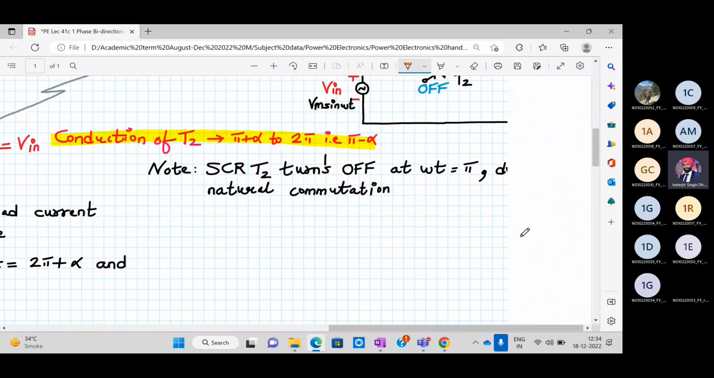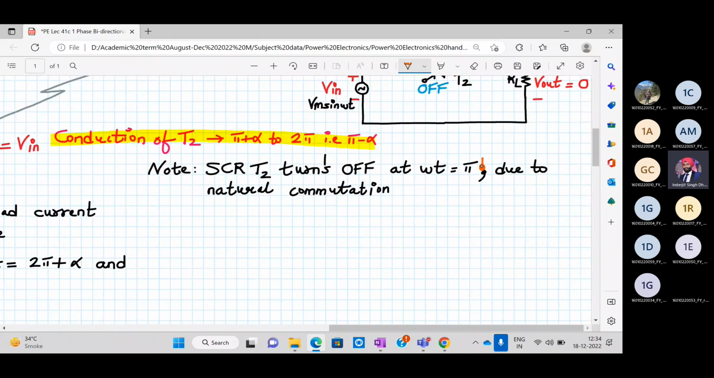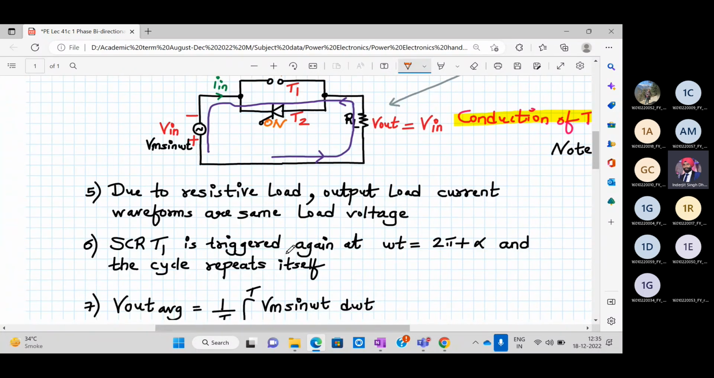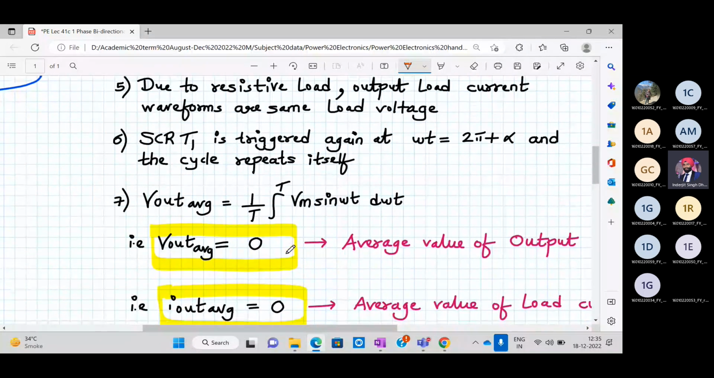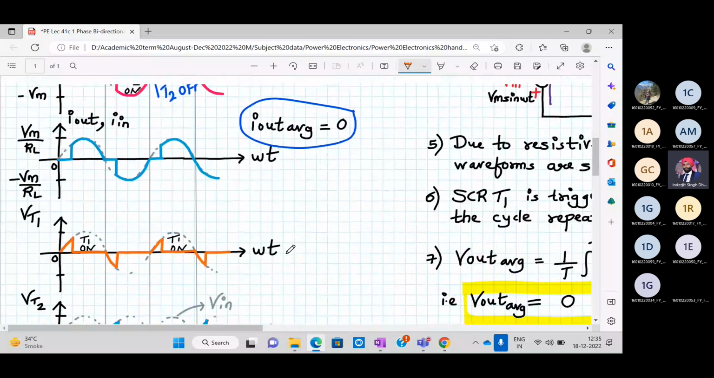So the T2 turns off at omega t equal to, here there is an error, it should be 2 pi, not pi. I'll correct those changes. So it turns off due to natural commutation. All right. And since it is a resistive load, your load current waveform is the same.